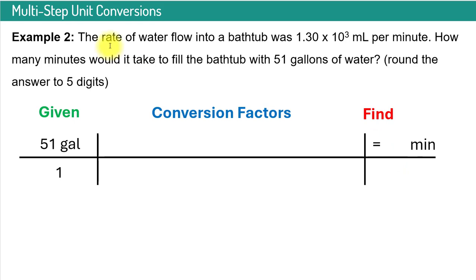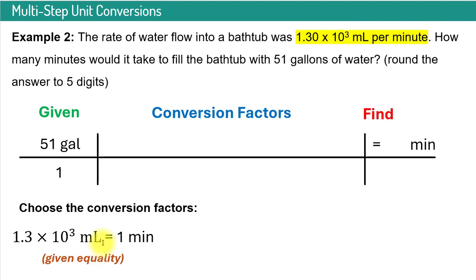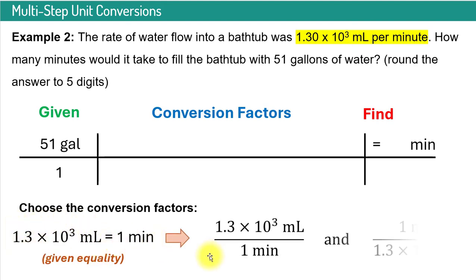The first sentence states that the rate of water flow into a bathtub was 1.30 times 10 to the third power milliliters per minute. Notice how this phrase involves 2 different units, milliliters and minute. So there is an equality or equivalent statement hidden within this phrase. This is how we can write it down mathematically. This amount of water flows each minute. And from this given equality, we can obtain the following 2 conversion factors.